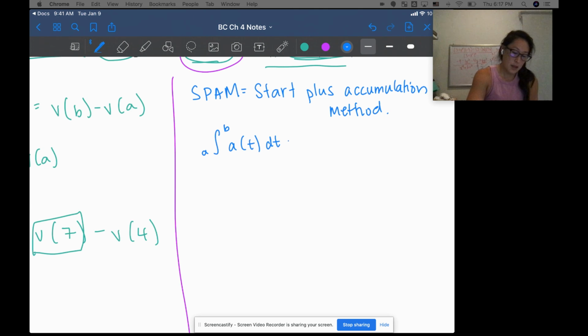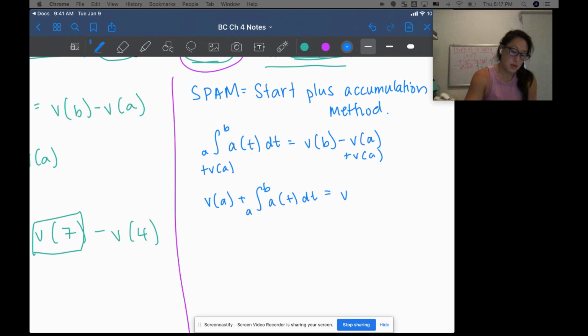So we start with the integral from a to b, so the area under the curve of your function, and that is going to equal the net change of velocity. Okay, and what I did was I just added v of a to both sides. So I get v of a, which is the starting velocity, plus how much change we had, is equal to our ending velocity.